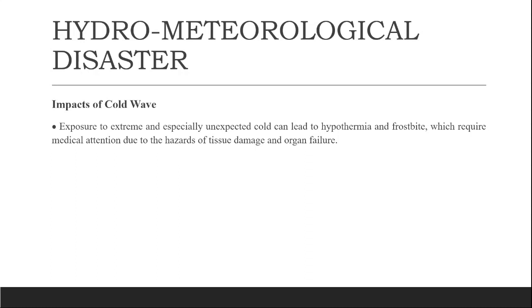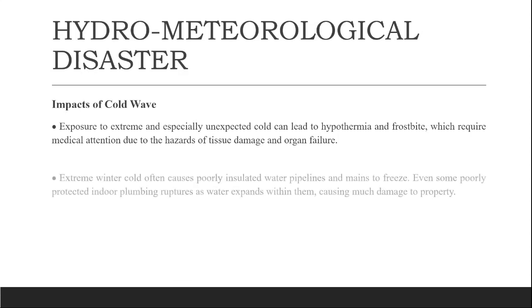If a cold wave is accompanied by heavy and persistent snow, grazing animals may be unable to find the grassland, and they will also die due to hypothermia or starvation. The next point is extreme winter cold often causes poorly insulated water pipelines and mains to freeze. Even some poorly protected indoor plumbing ruptures as the water expands within them, causing much damage to property.